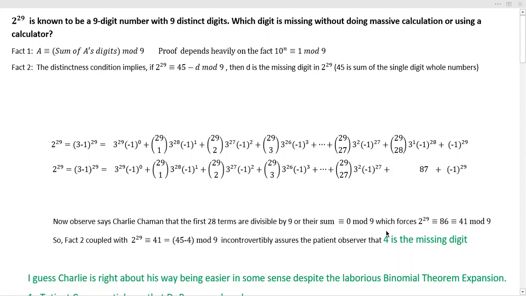Good evening, everybody. I'm excited about presenting this to you guys tonight because a lot of you diehard Michael Penn channel subscribers were involved and very interactive with this very interesting problem about 2 to the 29th, where it was stated that it was a 9-digit number composed of distinct digits with a missing digit.